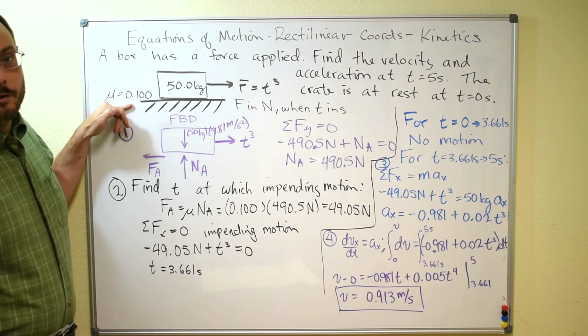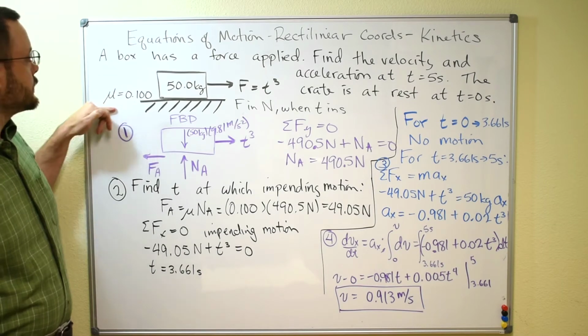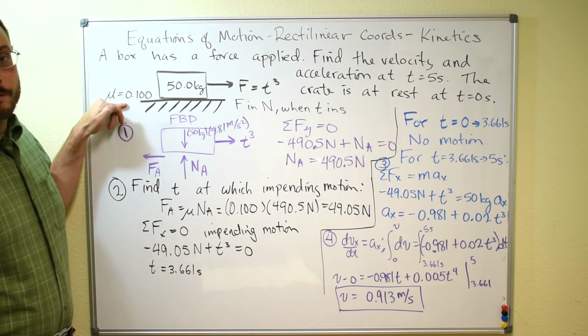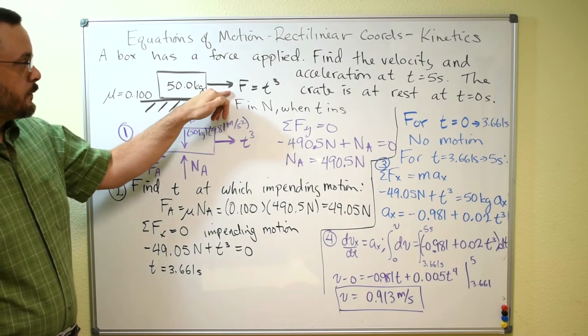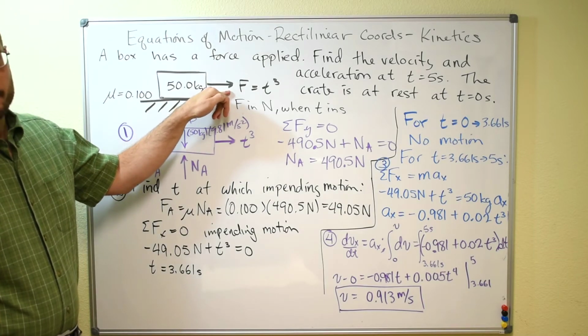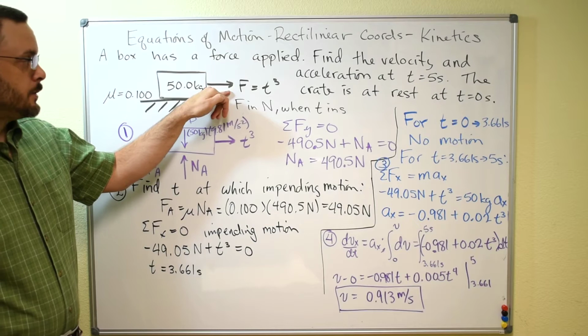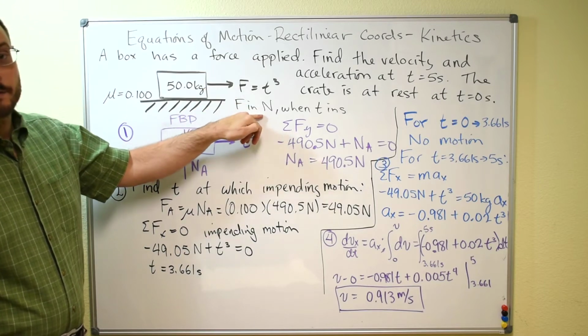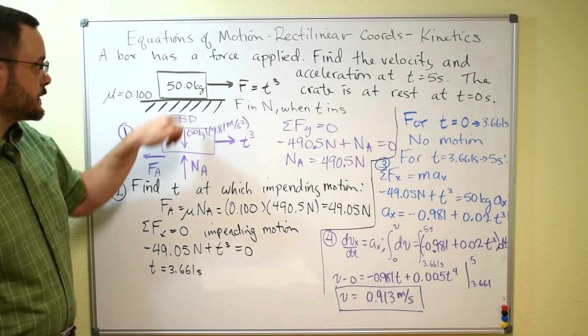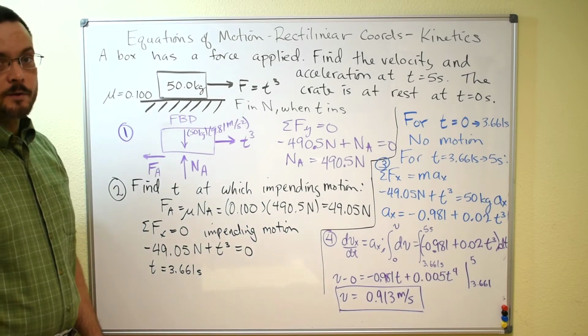We have a coefficient of both static and kinetic, so just one single coefficient of friction of 0.1. And then we have a force that's applied that's equal to t cubed, and the units are such that the force is in newtons when the time is in seconds, and then this crate is 50 kilograms.